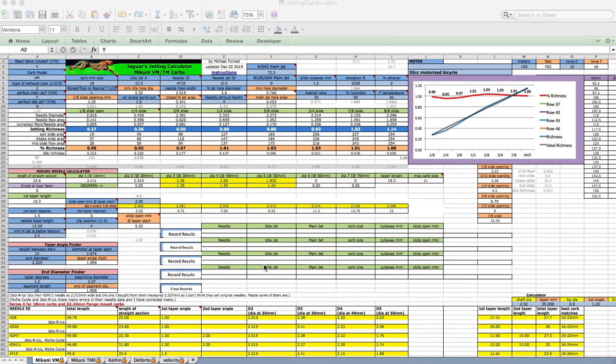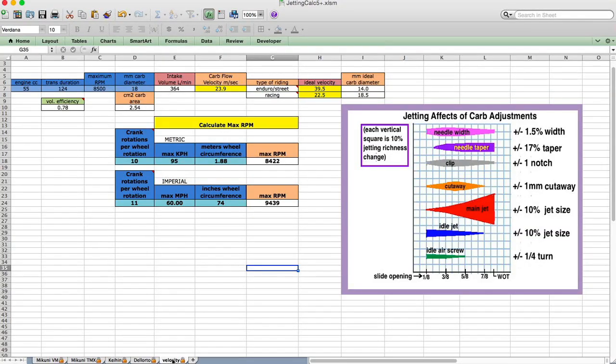Okay, let's go over some of the characteristics of the jetting calculator. As you know, it's an Excel spreadsheet. And in this case, it has five different sheets. If you look at the bottom left, there's a tab for Mikuni VM, which is also for TM. Mikuni TMX, which is also for TMS. Keihin, which is the PWK, PE, and PJ. And all the Dellortos except for SHA. And then a velocity calculator for figuring out the air velocity through the carb, if you want to know that.